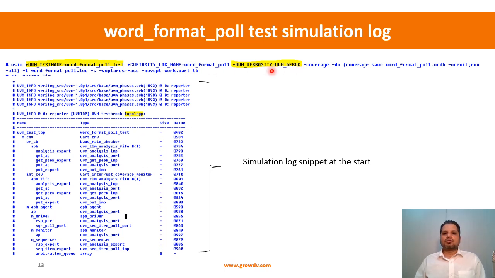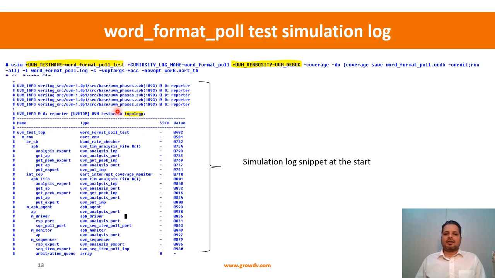What these two mean, we will look at in some of the further slides, but the key thing is that you say simulator, UVM test name equal to something, and then UVM verbosity equal to UVM debug. Ignore the rest of the arguments. You are just specifying the log name. So focus on this. You say simulator, UVM test name equal to word format poll test, and then you pass UVM verbosity equal to UVM debug to enable the maximum number of messages to come out of the test bench, okay. And when you do this, the log file would look something like this.